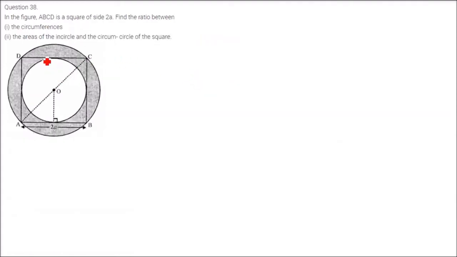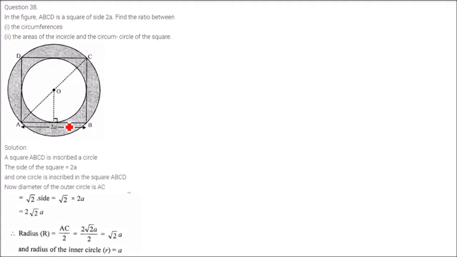Next, in this figure, ABCD is a square of side 2A. Find the ratio between the circumference and area of the inscribed and circumscribed circle. So we have this one and this one. In order to find the area or anything else, we have to find the radius first. See, this is the side 2A and this is the side 2A.